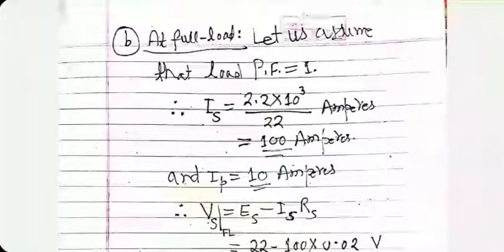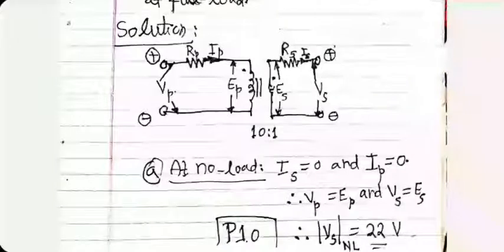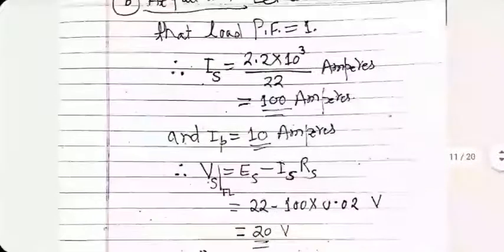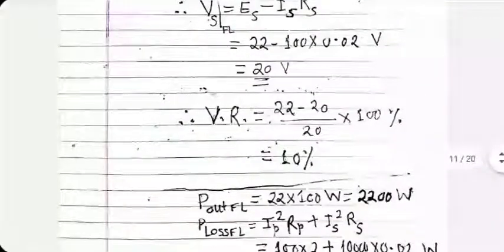Now secondary voltage at full load will be ES minus IS RS. No phase difference here. It's all resistive situation. So that turns out to be, putting the values of IS and RS, we get full load voltage as 20 volt. So voltage regulation is 22 minus 20 divided by 20 into 100, which is 10%. Not bad.